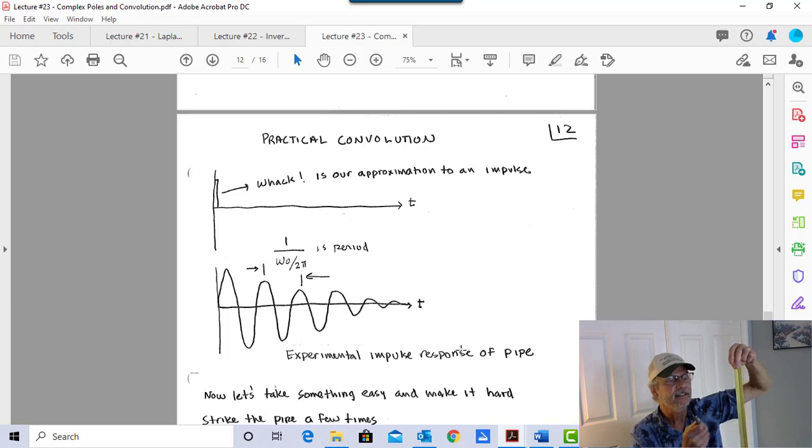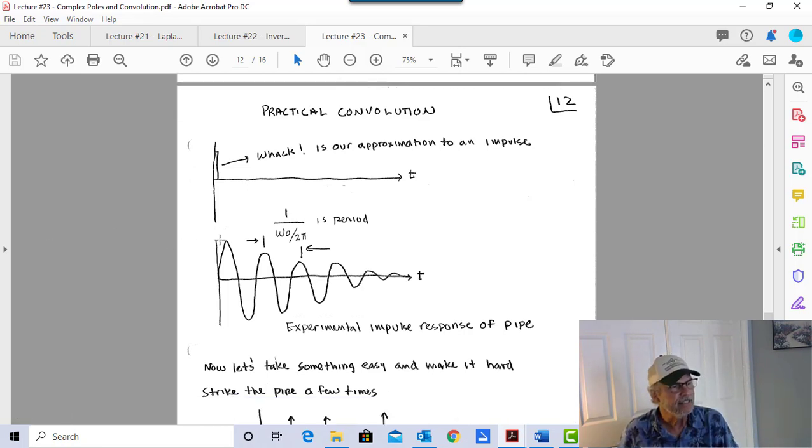Ding! So, see it? Look. Ding! See the envelope going down? Ding! And of course, the period of this is going to be omega naught over 2 pi, because of course, the resonant frequency of the pipe is going to be omega naught. And by the way, it's an underdamped system because it goes ding. It doesn't go boom. If I took a beanbag, or if I took my calculator and go, I get a thump. So this is an overdamped system.